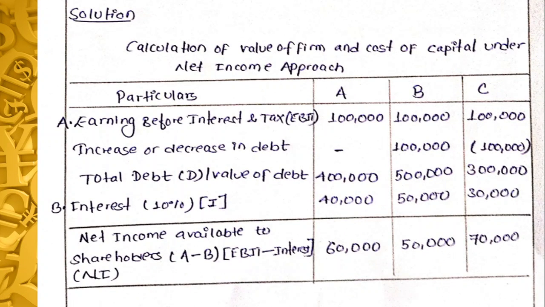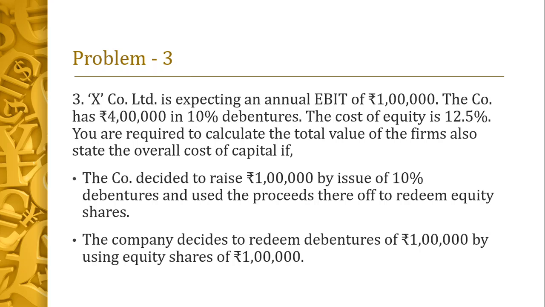Now, for that particular question, the solution would be as follows. This particular solution had been completed by Sabina. The same thing I have put here. So, according to the question, the valuation and the cost of capital under the net income approach would be as follows for 3 different situations. The EBIT they have given is 1 lakh, and it stands the same for all the 3 situations.